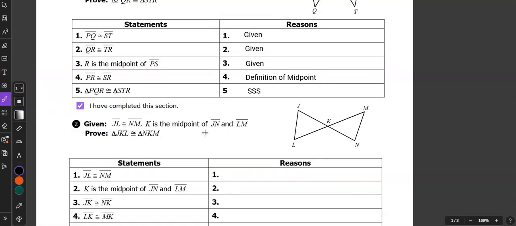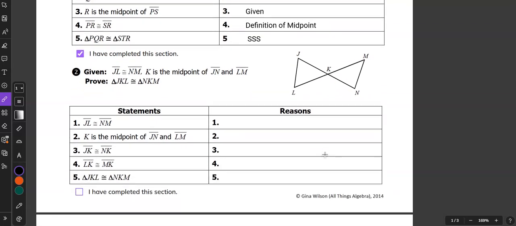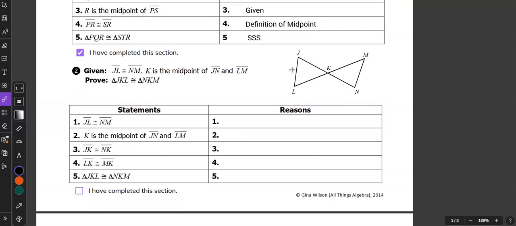All right, next up we have number 2. It says given that JL and NM are congruent. So we know that these two are congruent. And it tells me K is the midpoint of JN, which is this one. So I'm going to mark JK and KN. And it is also the midpoint of LM, which is this one right here. So we're also going to mark LK and KM congruent to each other. And again, they're being very kind. They're telling us the statements.